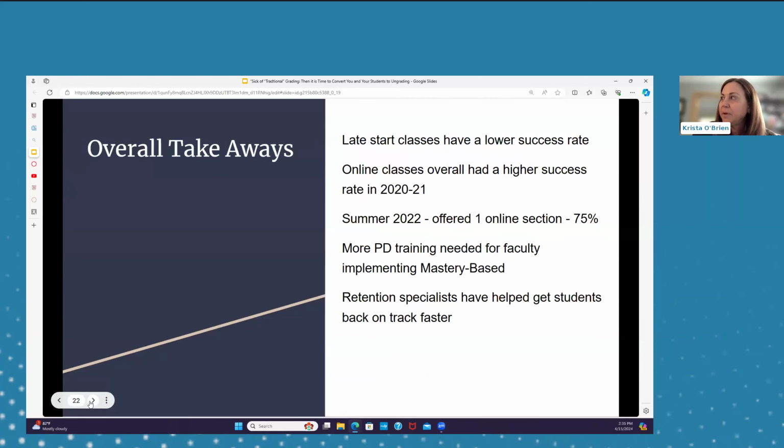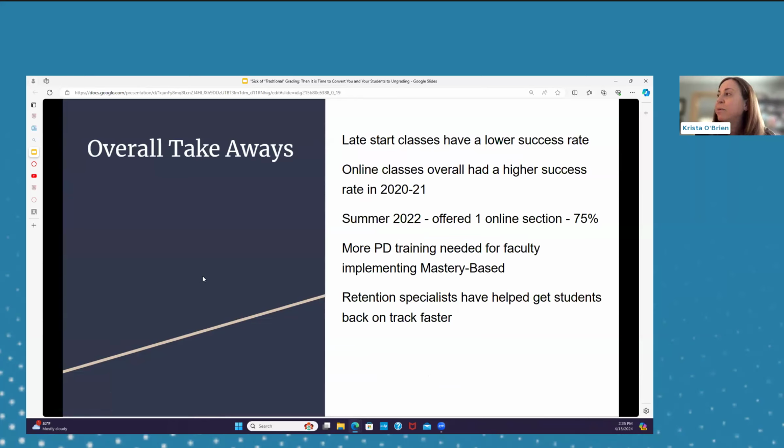Some takeaways that I had were that the late start classes, when you're looking at the data, have a lower success rate overall. But our late start classes have never been successful at our school. Our online classes have had a really high success rate.